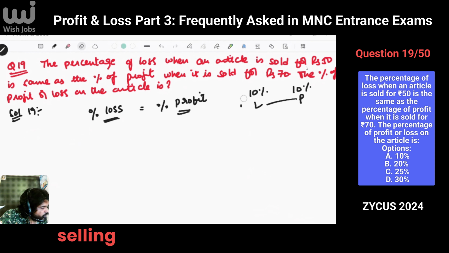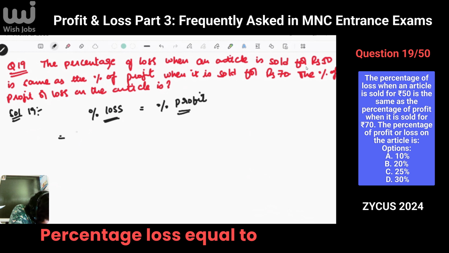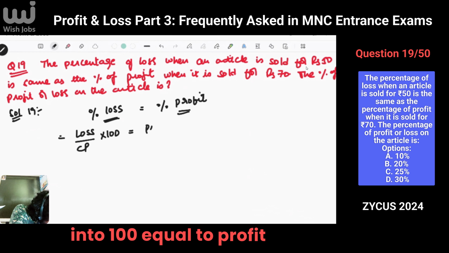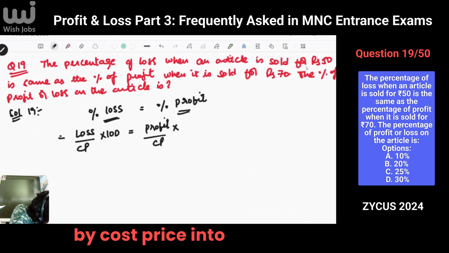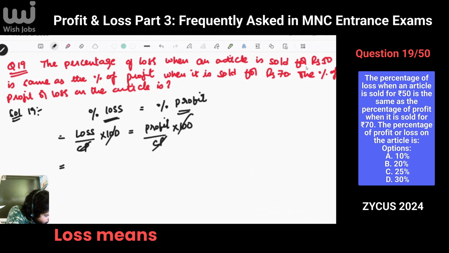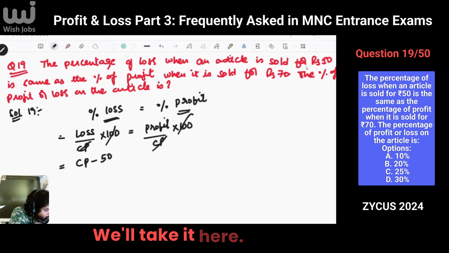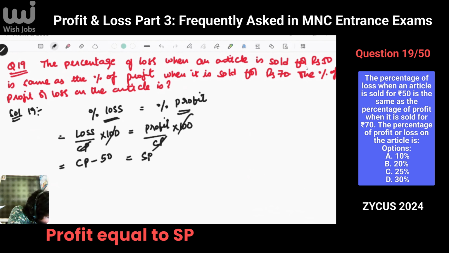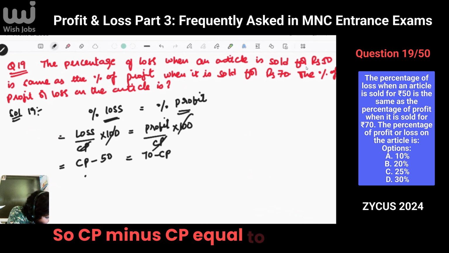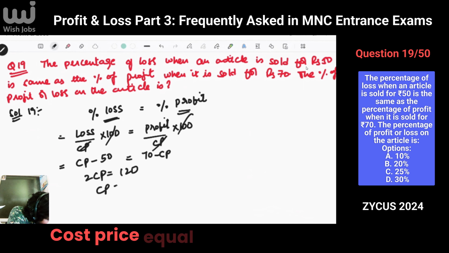But he also gave you selling price as 50 and 70. So what is the formula of percentage loss? Loss divided by cost price into 100 equals profit by cost price into 100. So this cost price and 100 get cancelled. What is loss? Loss means cost price minus selling price, but selling price is given as 50, so 50 will go here. And what is profit? Profit equals SP minus CP. SP is given as 70, so we'll substitute the value of 70 here. So CP minus 50 equals 70 minus CP, 2 CP equals 120, cost price equals 60.